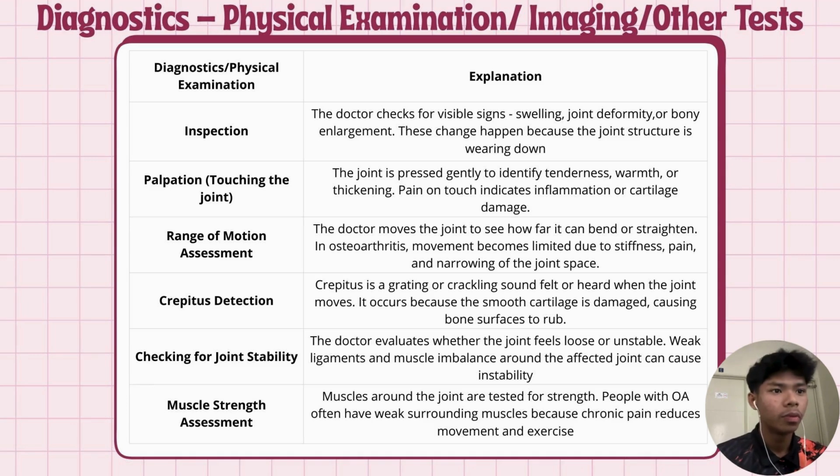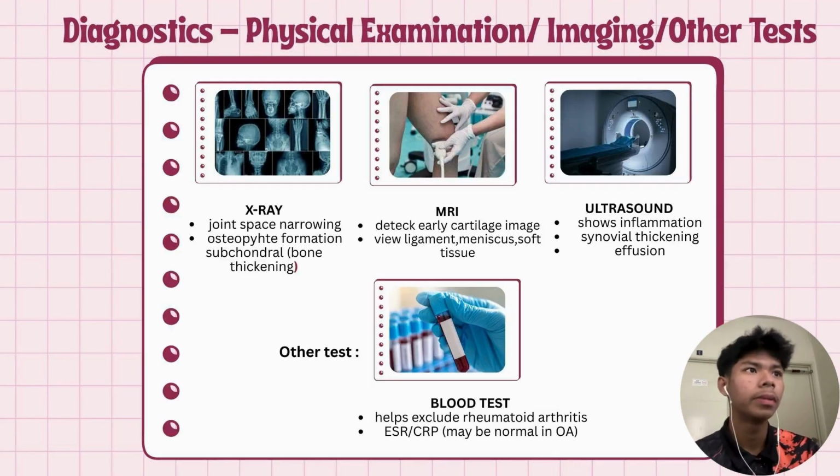Okay, and then we have checking for joint stability. The doctor evaluates whether the joint feels loose or unstable. Weak ligaments and muscle imbalance around the affected joint can cause instability. And then the last one is muscle strength assessment. Muscles around the joint are tested for strength. People with OA often have weak surrounding muscles because chronic pain reduces movement and exercise. Okay, so this is the example. We got the X-ray here, MRI, ultrasound, and for other tests we do the blood test.